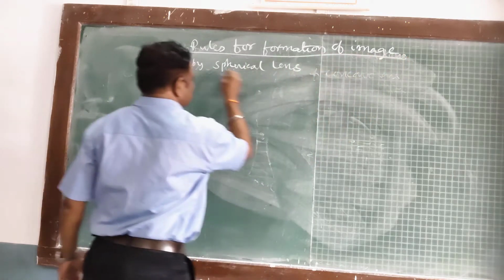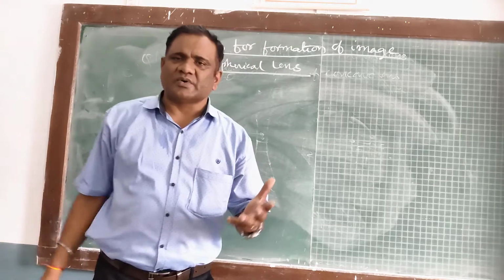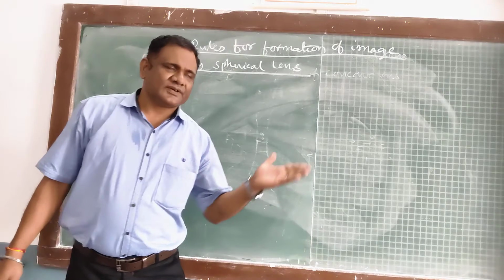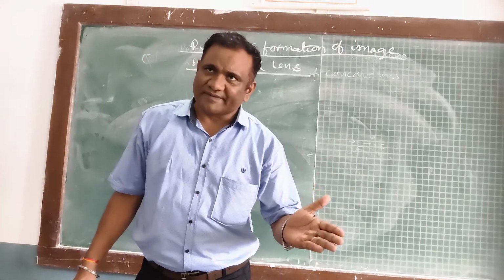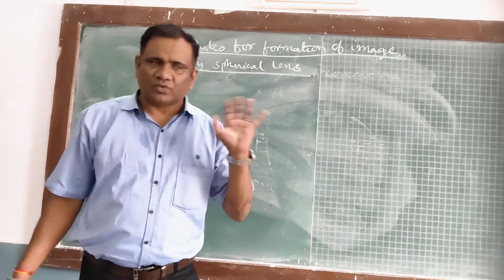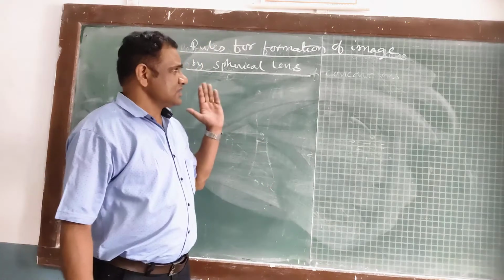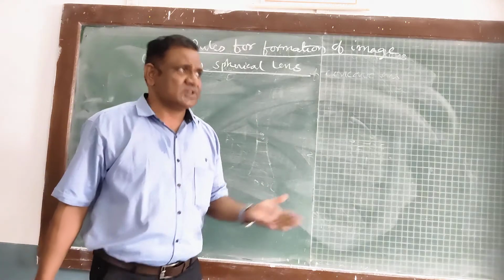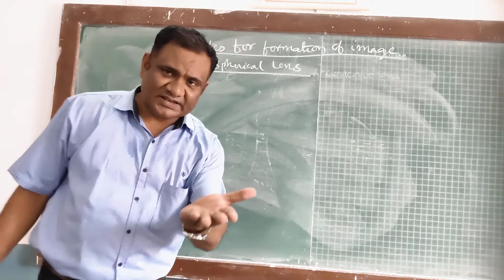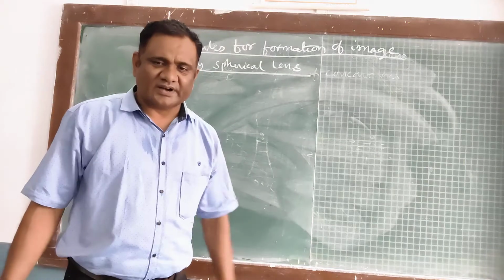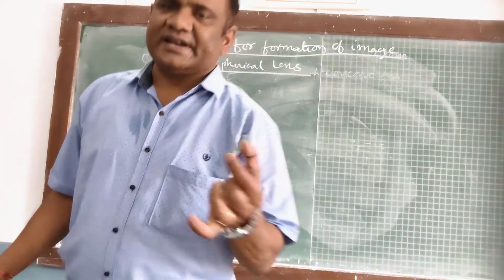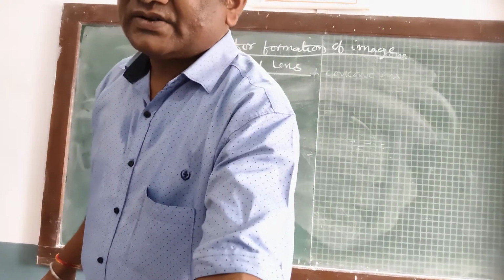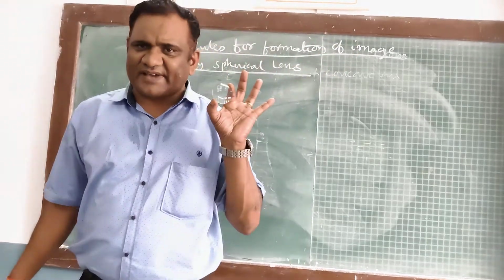Whenever I say spherical lens, we are basically talking about double convex or double concave lens, simply concave and convex lenses respectively. Now, there are certain rules, and these rules are very helpful for the formation of image by the spherical lens at the various positions of the object. As I told, we only consider two spherical lenses: this is a concave lens, and this one is a convex lens.